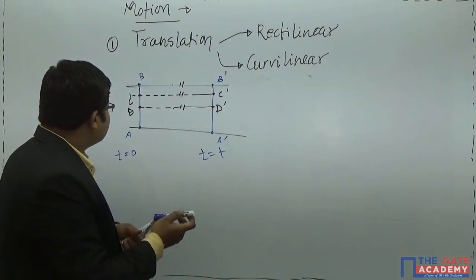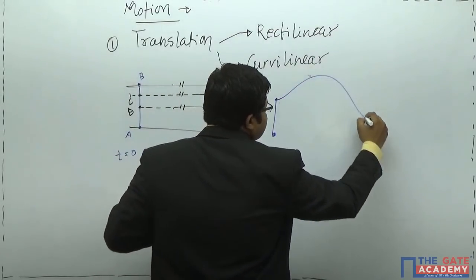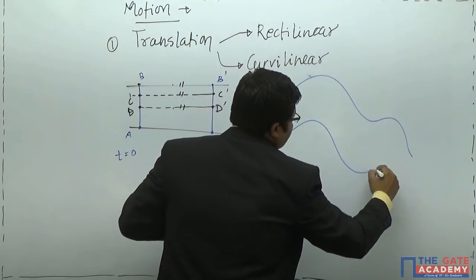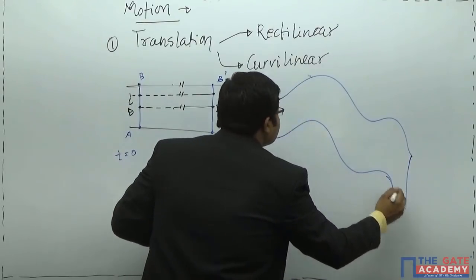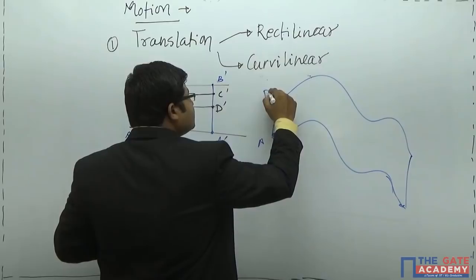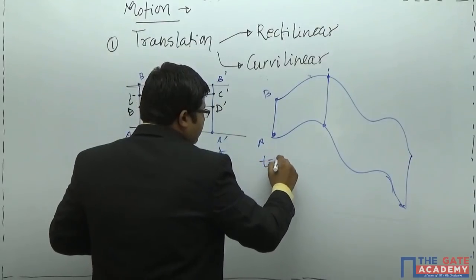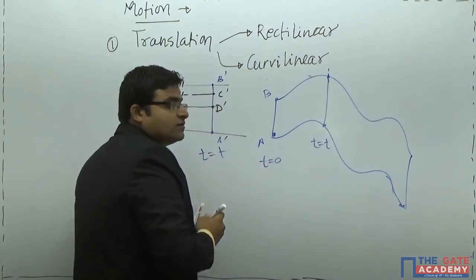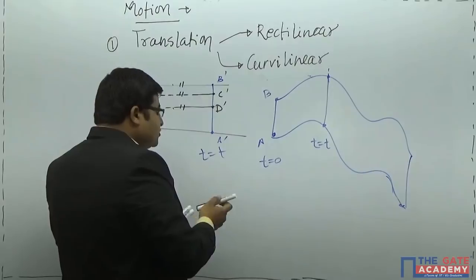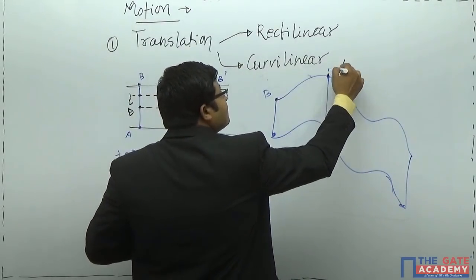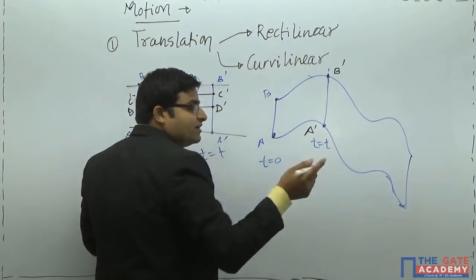Suppose that same link is there and it is moving like this. This is point A, this is point B. At any other situation, if you want to check, at t equal to 0 it was here, at t equal to t it is here. This is not a straight line, this is a curve. The position of point B situated on the link is B dash after time t, and the position of point A is A dash after time t.